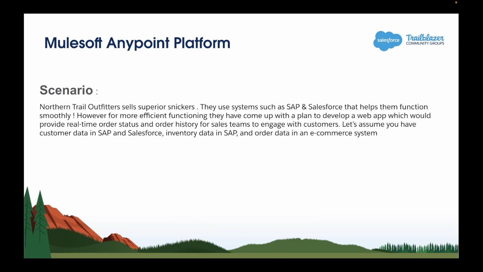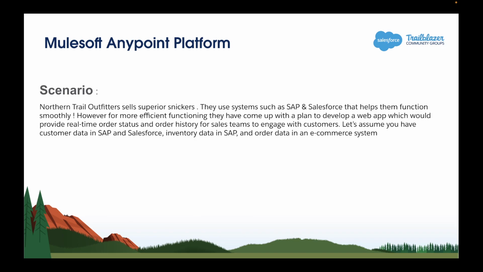If you are on Trailhead and doing so many trail mixes and patches, then you must be knowing about NTO, right? It's the popular brand in our Trailhead. So they use systems such as SAP and Salesforce that help them function smoothly. However, for more efficient functioning, they have come up with a plan to develop a web app which may provide real-time order status and order history for the sales team to engage with customers.